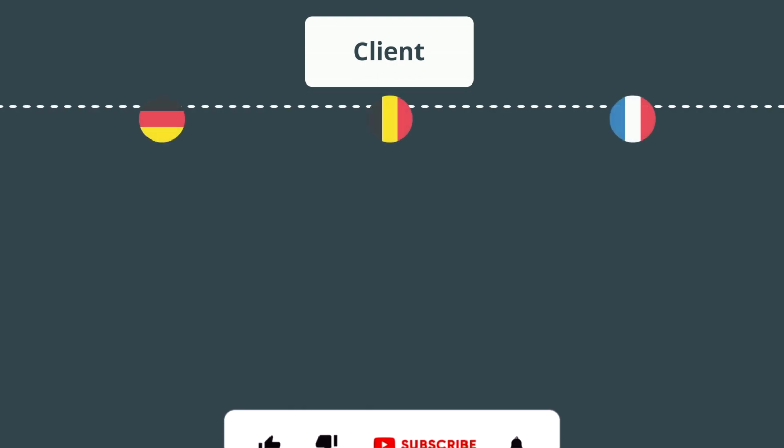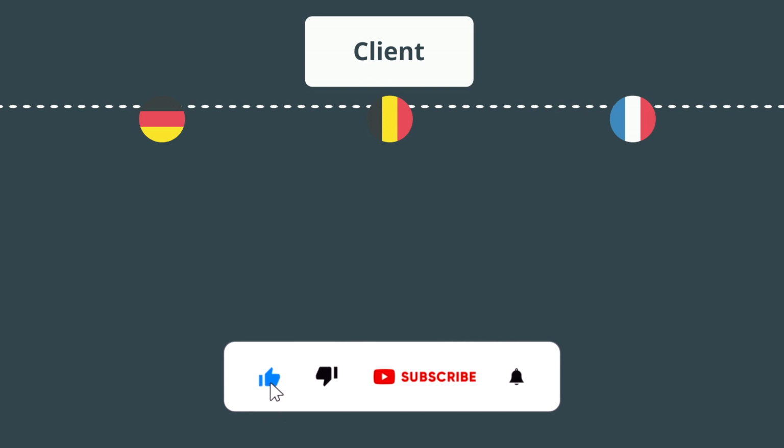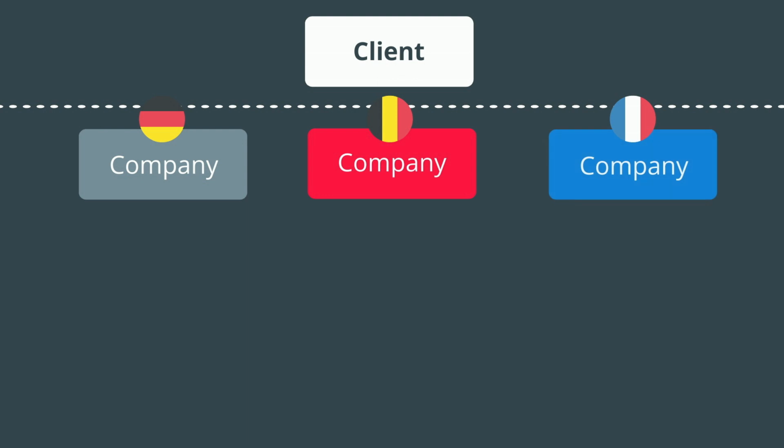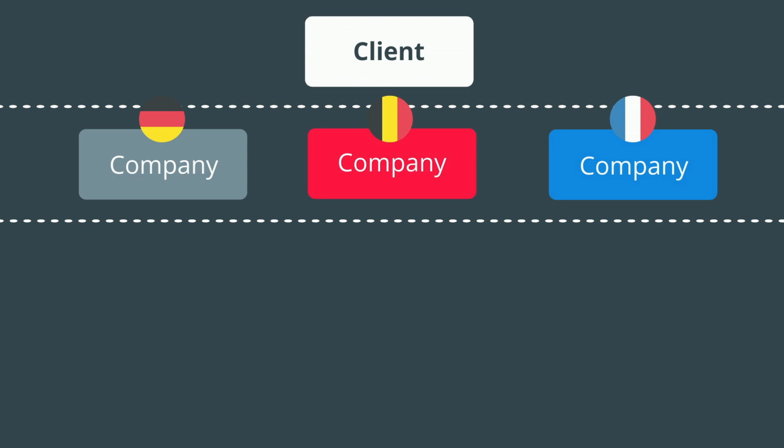Let's take an example of 3 different production sites. Each of the 3 sites connects to the same client to perform their computerized process. Then we have the company. It represents an independent financial unit that manages its own financial statements. Here we find 3 different companies, one in Germany, one in Belgium, and one in France.